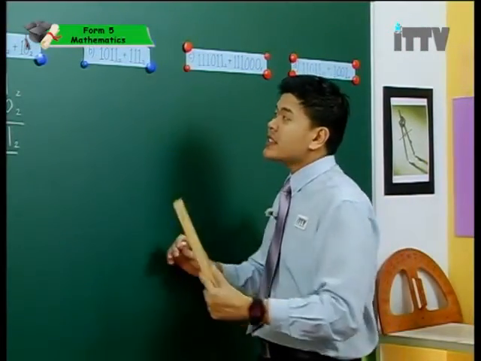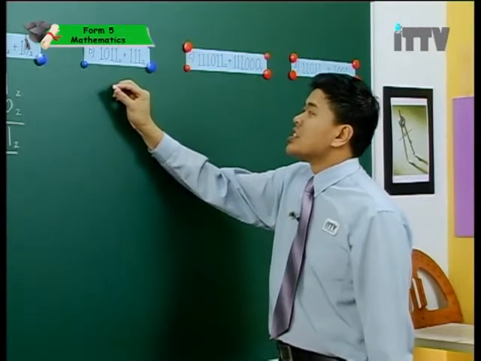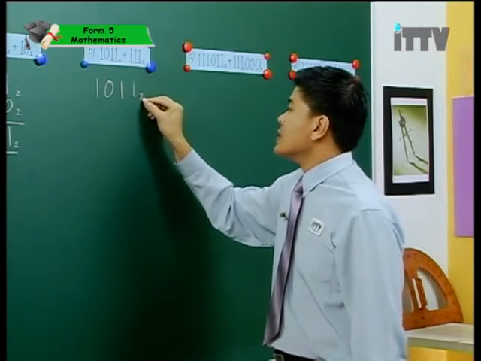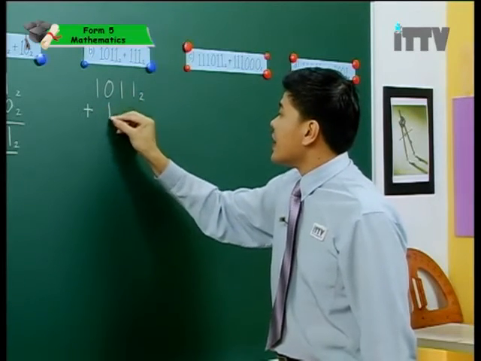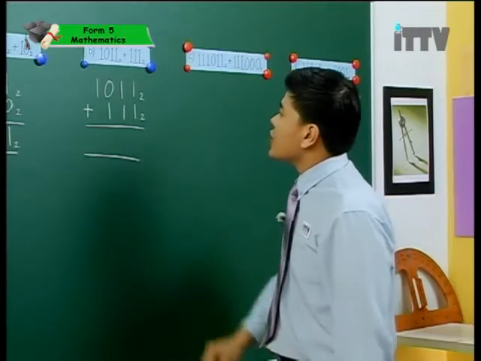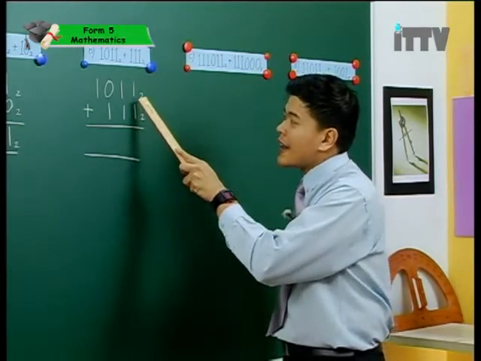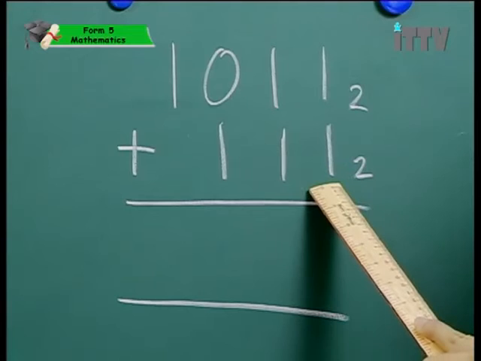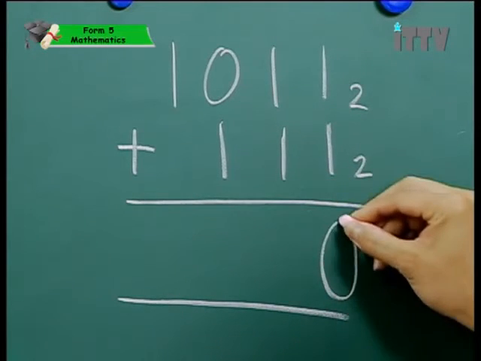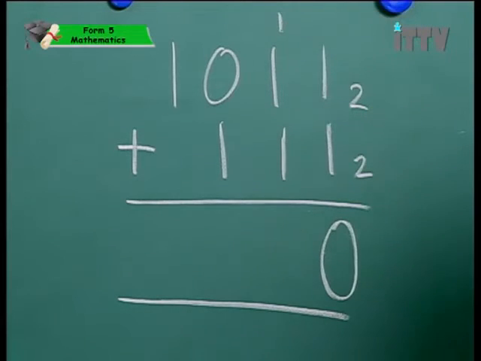How do we add this? Pretty simple. First of all, just write down the numbers and make sure they are arranged in their respective columns. Now I want you to do this together with me. So how do we add? 1 plus 1 is 10. So the 0 is here, and the 1 goes on top right there.